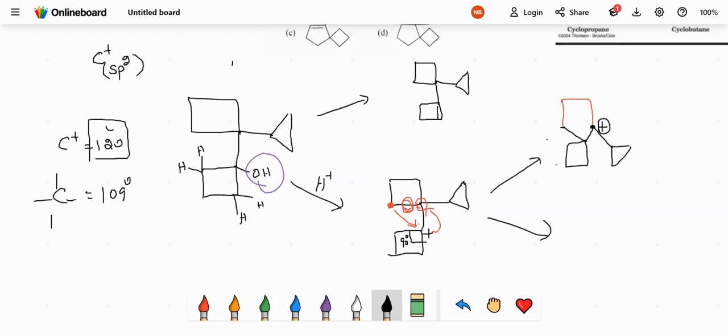After that, the removal of beta hydrogen. Here the beta hydrogen will be only one, and here the beta hydrogens are two. According to Saytzeff's rule, we have to remove this hydrogen. But if you are removing this hydrogen, the ring strain will be more. The double bond will be at this position, then the ring strain will be more because there is only 60 degrees.